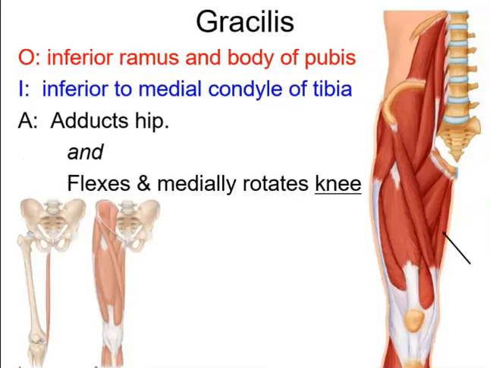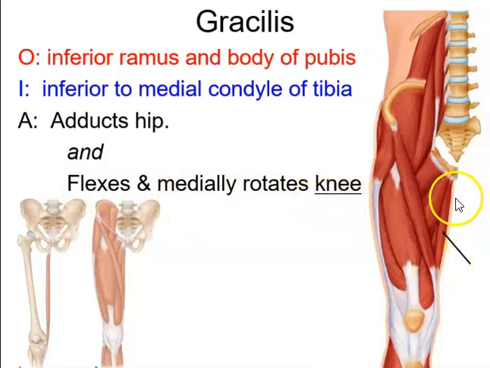The next muscle is the Gracilis muscle. The Gracilis muscle is that inner thigh muscle right here, located right next to the adductor magnus. The Gracilis muscle has its origin in the inferior ramus and body of the pubis. Its insertion is inferior to the medial condyle of the tibia. Action of the Gracilis muscle is adduction of the hip, as well as flexion and medial rotation of the knee.